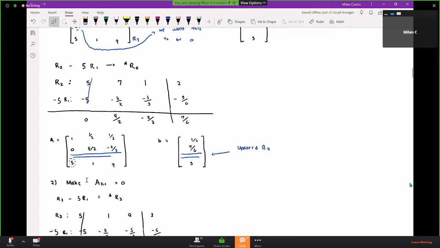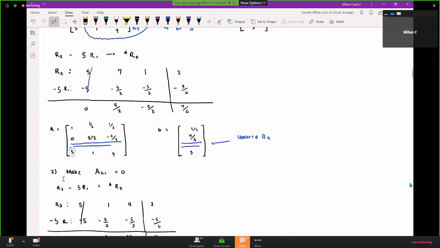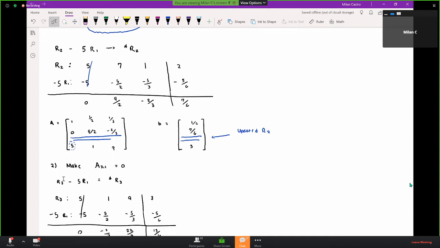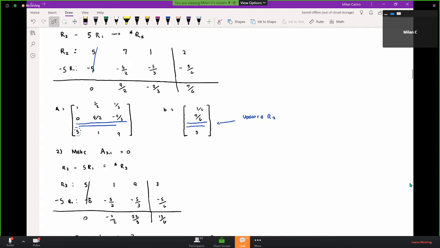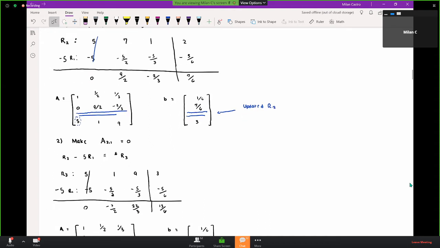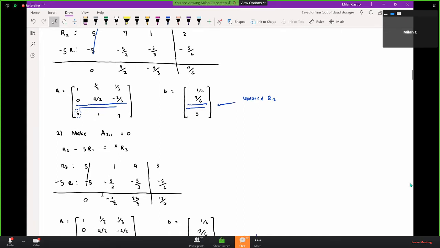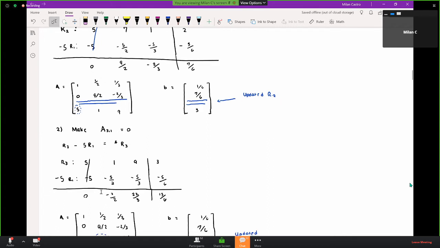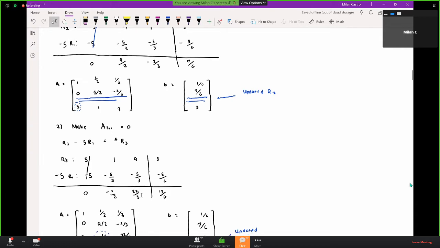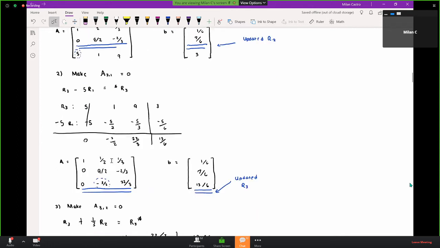And now we want to make A31 equal to 0. So essentially, we're just going to do the same thing that we did previously. So we're just going to multiply row 1 by -5 and add it to row 3. And doing that, we get rid of the term A31. Then we have 1 minus 5 divided by 2, and we get -3/2. And then you have 9 minus 5/3, and we get 22/3. And then we have 3 minus 5/6, and we get 13/6.